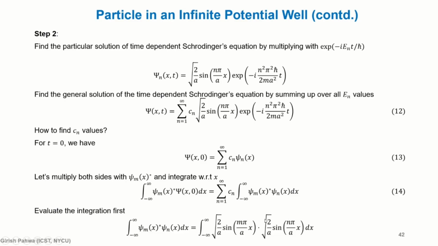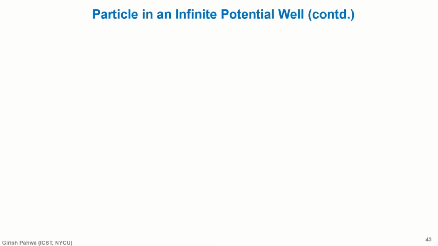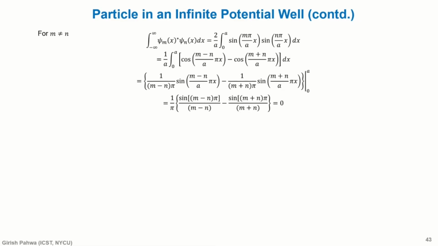Now you have to calculate this quantity, and the integration is from minus infinity to infinity. It's not a very difficult thing to do, right? From some simple mathematics you can do that. So first of all, root 2 by a and root 2 by a, if you multiply, you get 2 by a, and in this part I'm going to assume that m is not equal to n. Okay, m is not equal to n, I'm assuming it. So this is a different function, this is a different function.